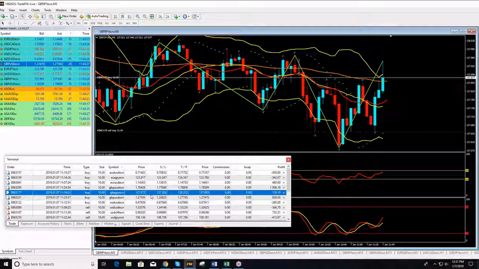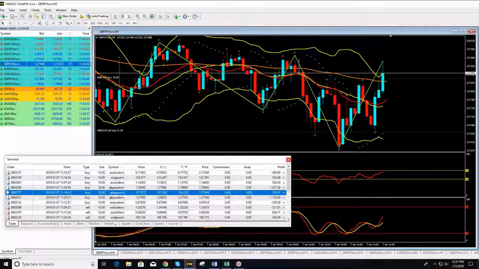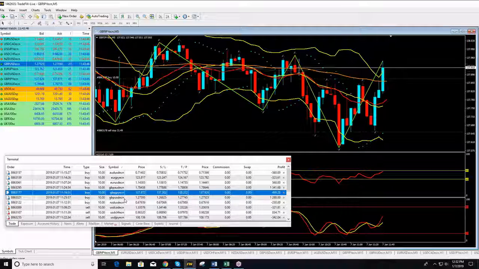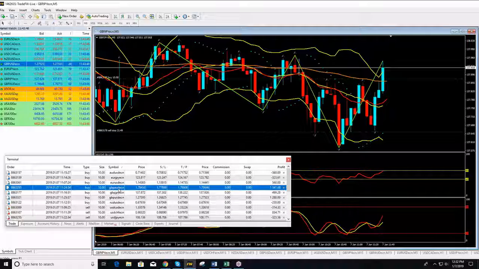I'm reversing the position to the opposite direction. So as you can see, I'm long and I have a sell stop order here. If the market reaches this point, I will go short with a bigger position size. So we are clear, we are near to hitting stop loss on Pound Yen. Actually, the pounds are my best performers. We are making $1,300 on Pound Aussie.